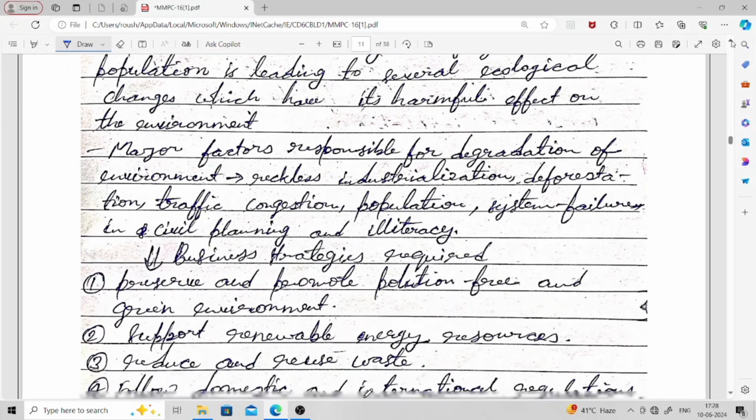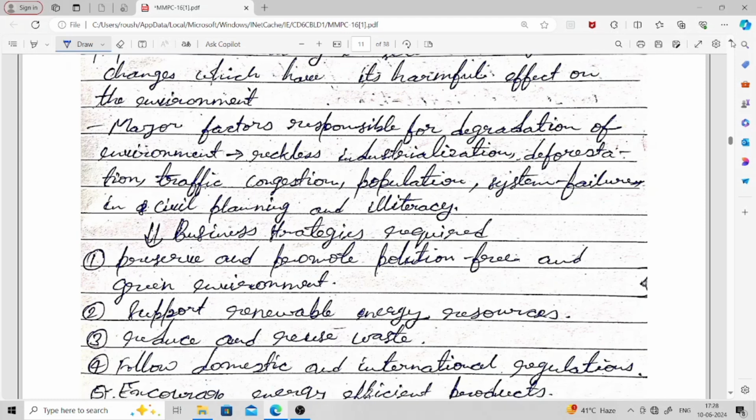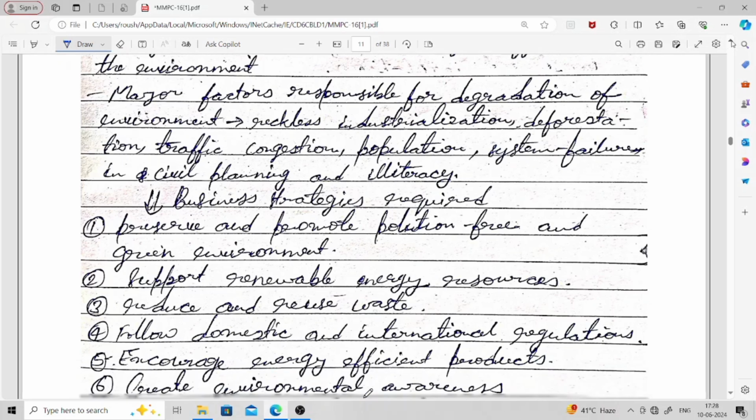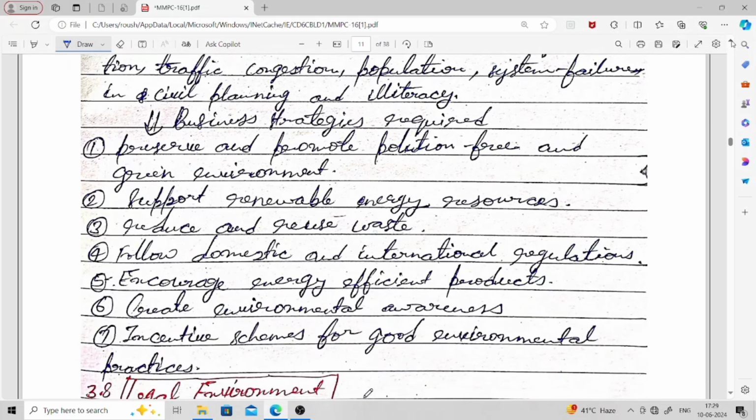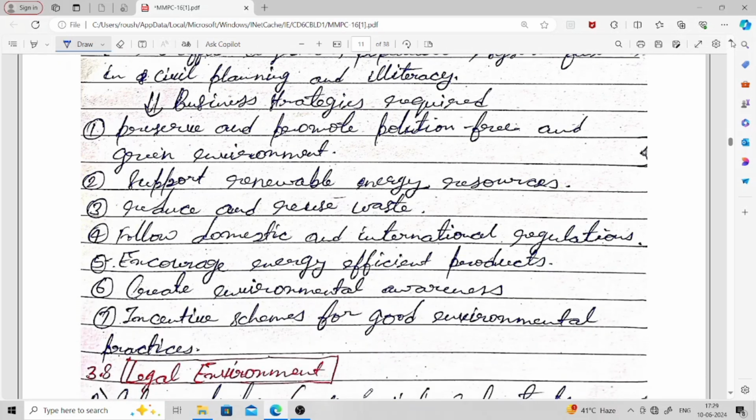The major factors responsible for degradation of environment are reckless industrialization, deforestation, traffic congestion, population, system failure in civil planning, and illiteracy. So to overcome these challenges, what should be the business strategies? Now let's move on to understand those strategies which can overcome such kinds of issues.